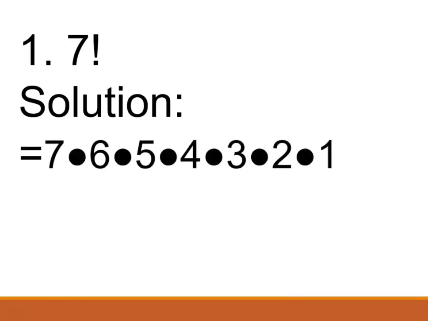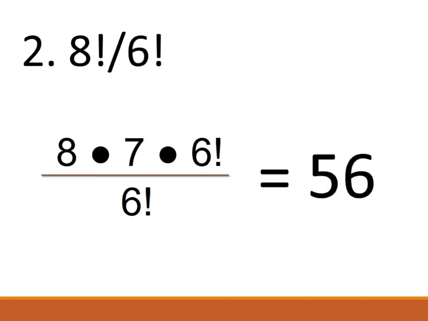1. 7 factorial is 7 times 6 times 5 times 4 times 3 times 2 times 1, which is equal to 5040. Number 2, 8 factorial divided by 6 factorial is 8 times 7 times 6 factorial over 6 factorial. Bakit ako nag-stop sa 6 factorial? Kasi po meron na tayong divisor na 6 factorial, so we have 6 factorial divided by 6 factorial is already 1. That's why we have 8 times 7, which is equal to 56.